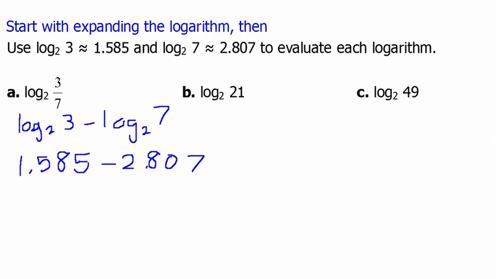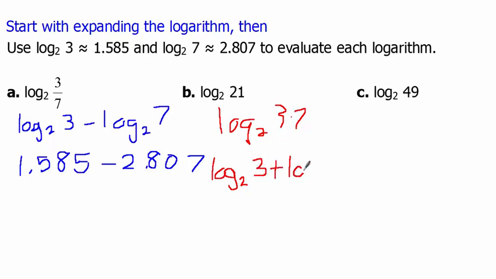So we are using the rules to simplify to things that we actually have values of. So 21 in terms of 3 and 7 is 3 times 7. So this ends up being log base 2 of 3 times 7. And that means I'm going to split it. And multiplication is addition. I know it sounds a little weird. Which means I have 1.585 plus 2.807.